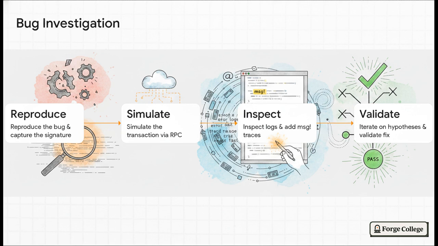Step 3, inspect those logs, and if the root cause isn't completely glaringly obvious, go ahead and add targeted msg! traces into your Rust code and rebuild. Step 4, iterate on your hypothesis, apply the fix, and validate that the test now passes. You literally just loop through these 4 steps until that bug is squashed.